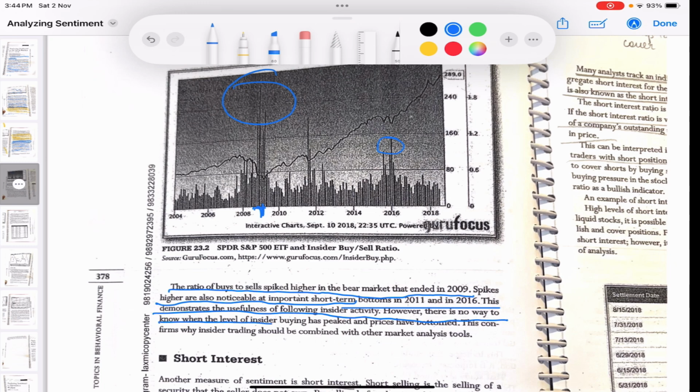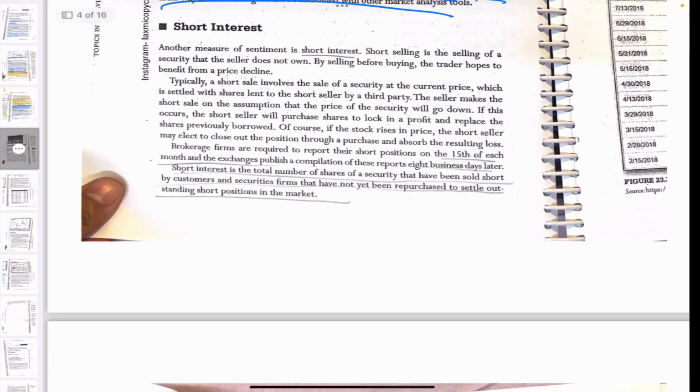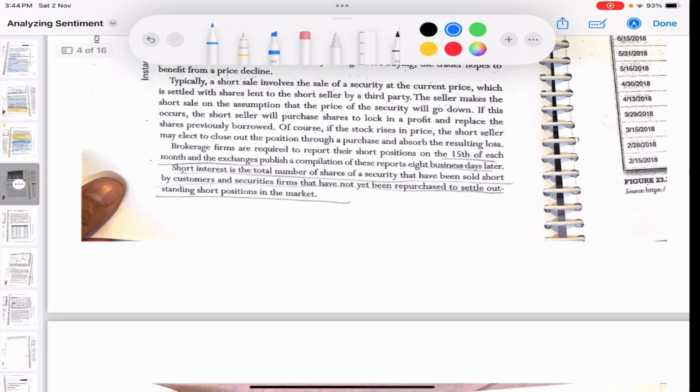However, there is no way to know if the level of insider buying has peaked and prices have bottomed. So obviously, that is the reason why we say that insider activity, while it can be a really powerful measure and a powerful tool, can't be the only tool which you are using to make your trading decisions. Make sure that this is an add-on and this is something which you use along with various other factors when you are taking decisions. Now let's come to short interest.